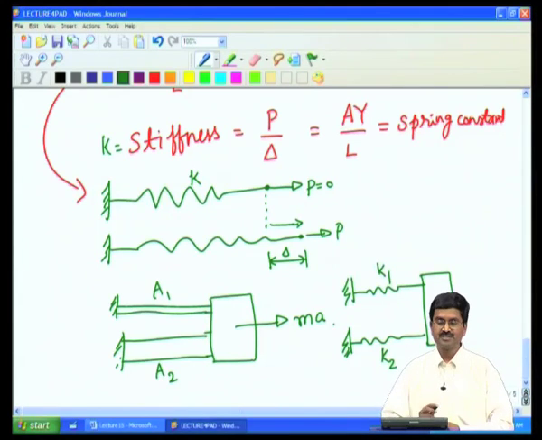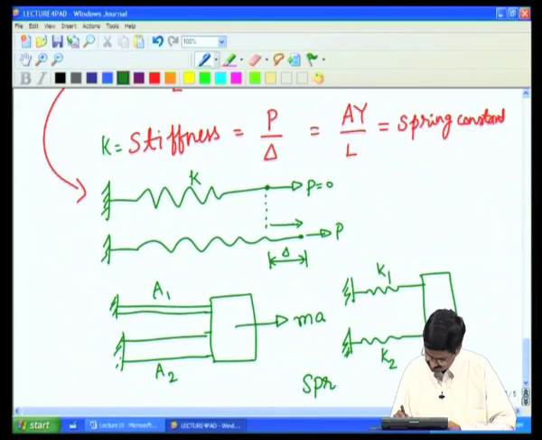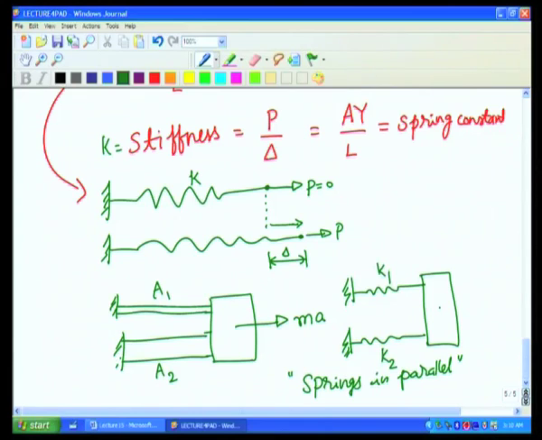These two springs are said to be in parallel. That means that they share the same displacement, that is they have the same displacement, whatever this spring elongates, this spring has to elongate by the same amount, and they will share the force applied on this. This ma is the force here, that force is shared by these two, that F that we have. So, we saw earlier that the spring constant times the delta is going to be equal to the force.